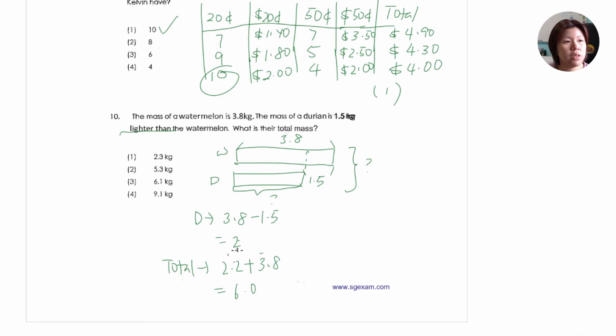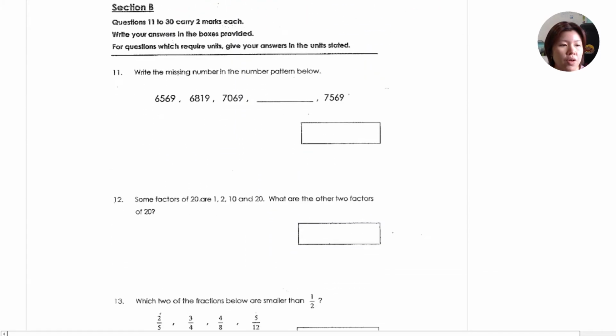Sorry, I made a mistake. It should be 2.2. Let me change. It's 6.9 kg. Answer is 3. Okay, let's move on to the booklet.